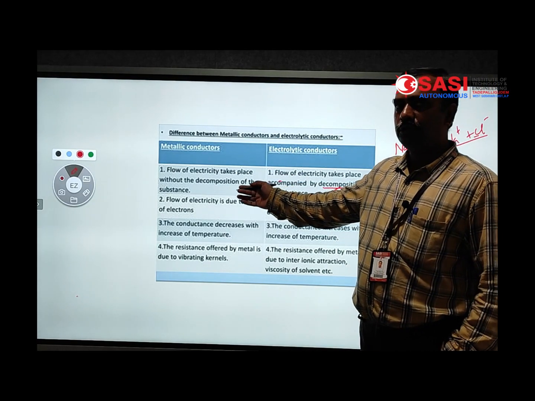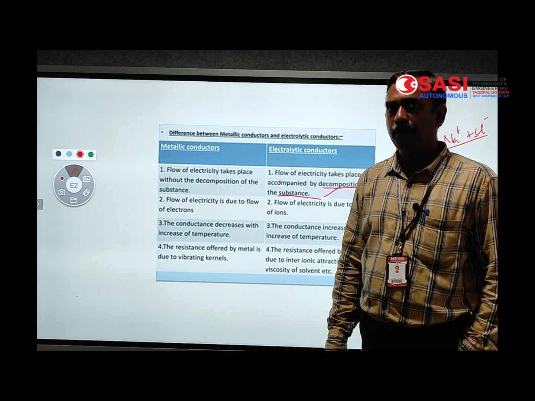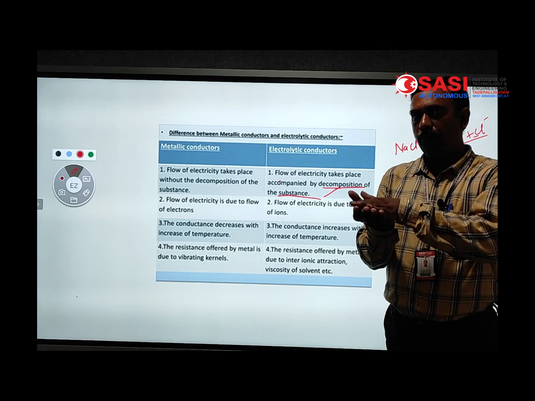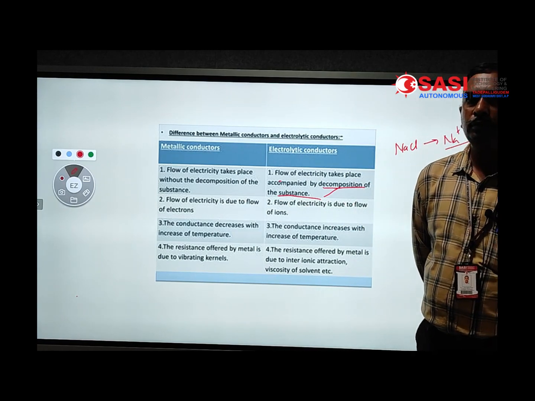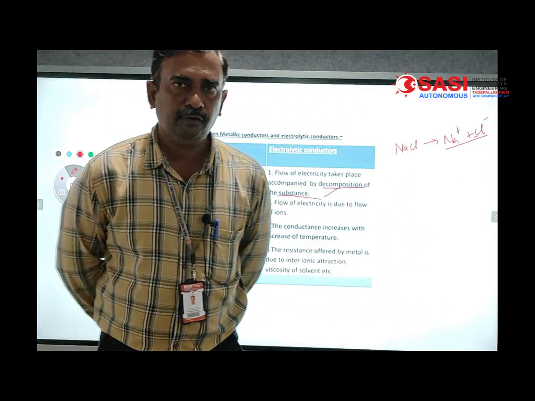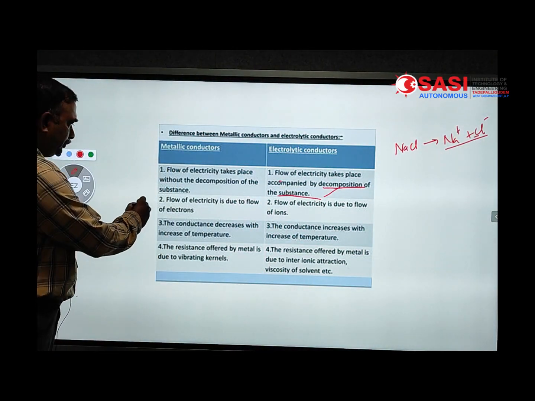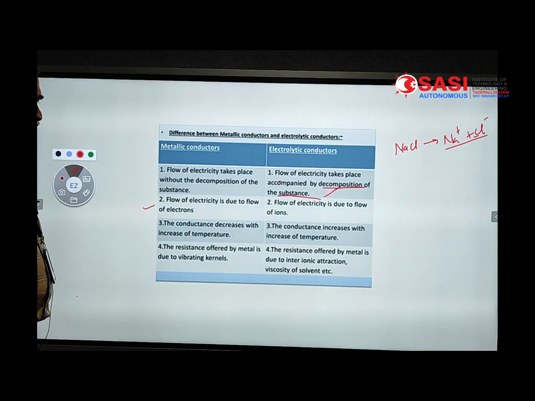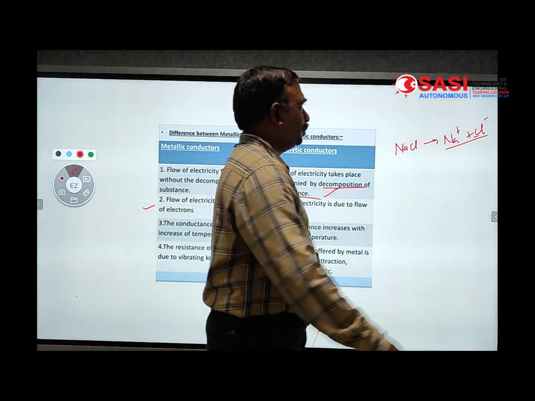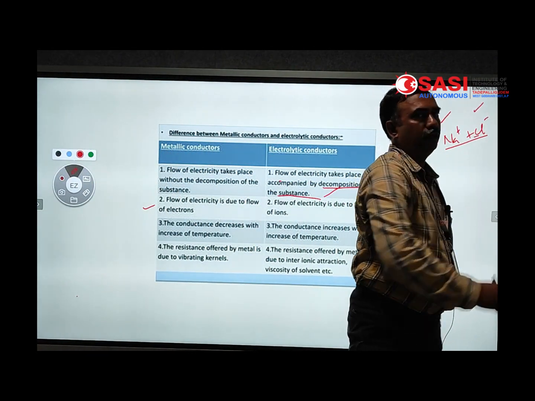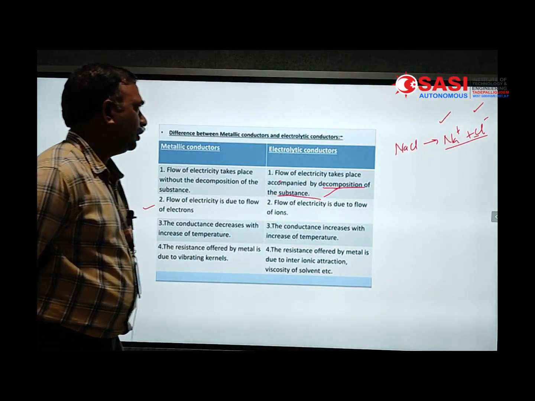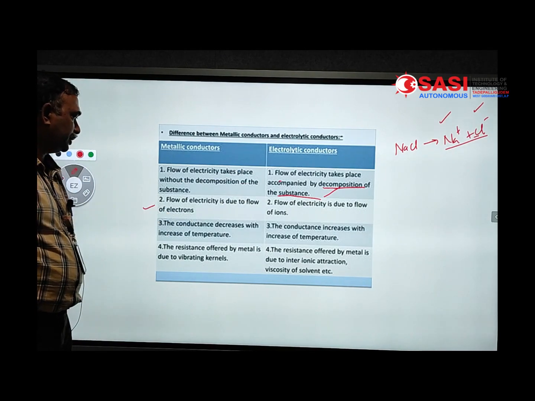How electricity flows in metals you will study with the help of band theory. If the valence band and the conduction band overlap, then we have free electrons to move, and these are responsible for the conduction of electricity in metals. Similarly, the second point: in metals the flow of electricity is due to flow of electrons, but in electrolytes the flow of electricity is due to flow of ions, whether cations or anions. These ions are responsible for conductivity in electrolytic substances.